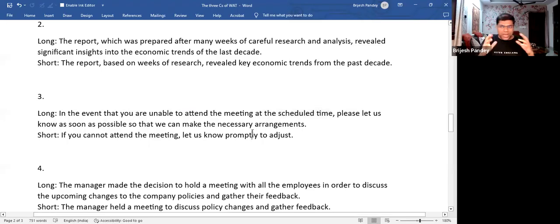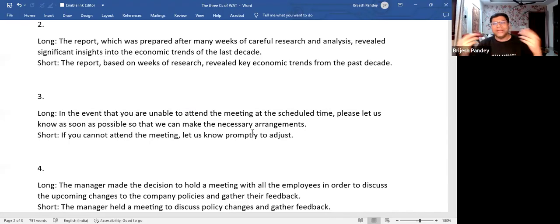So what happens is many of us have this issue of putting too many words, and these are unrequired words. These make our sentences very long. We take too much time to write this, and ultimately we end up communicating nothing. So rather than saying that if you are unable to attend the meeting at the scheduled time, if you can't attend the meeting, there must be some time to it, and this time is scheduled. There is no need to unnecessarily put that, right?